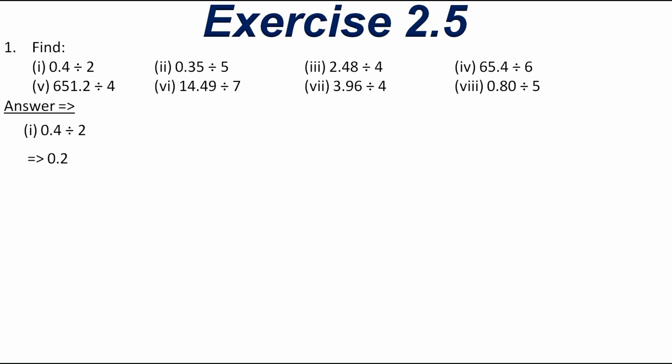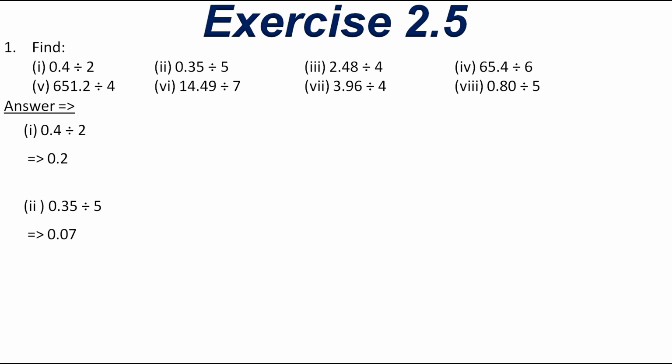Let's solve the second one, that is 0.35 should be divided by 5. Now forget the decimal point, you will get the number as 35. When we divide 35 by 5, we get the answer as 7, because 5 7s are 35, right? Now here the decimal point is present just before 2 digits, right? Therefore the answer also should have the decimal point just before 2 digits. Therefore the number 7 will become 0.07.